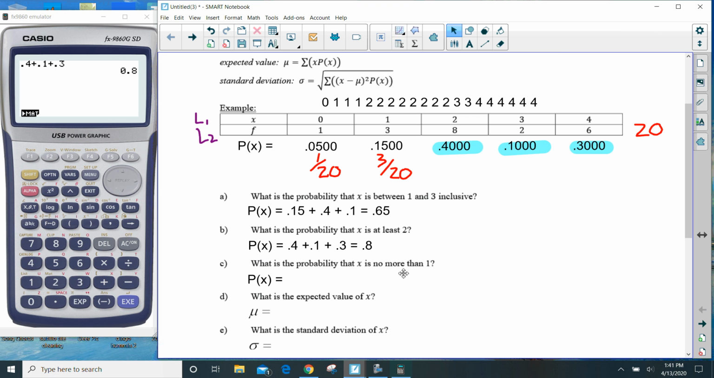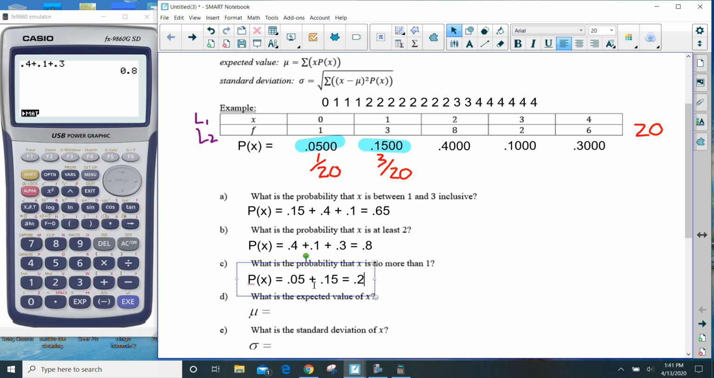Okay, no more than 1. Same idea, no more than 1. But here, it's not going to be bigger than 1. So no more than 1 would be the probability of 0 and the probability of 1. So what that is, as far as numbers are concerned, is 0.05 plus 0.15, which should be 0.2. Okay.